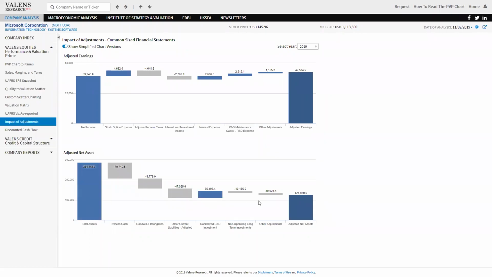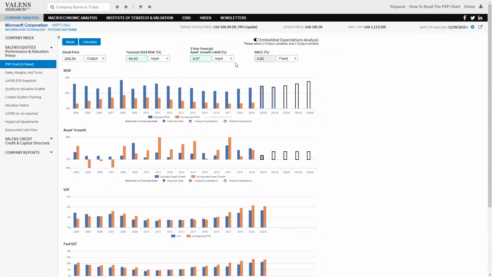Making all of these adjustments and some others is how we get from total assets of almost 300 billion to actually 125 billion. And the combination of Microsoft having higher earnings than the market realizes and a smaller operating asset base is what drives us to understand that Microsoft's returns are actually much stronger than people realize.